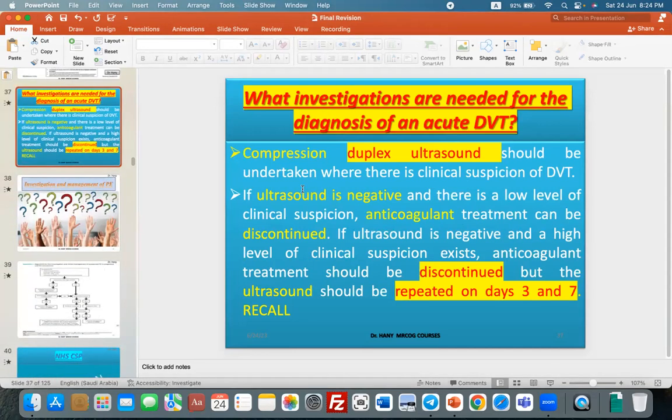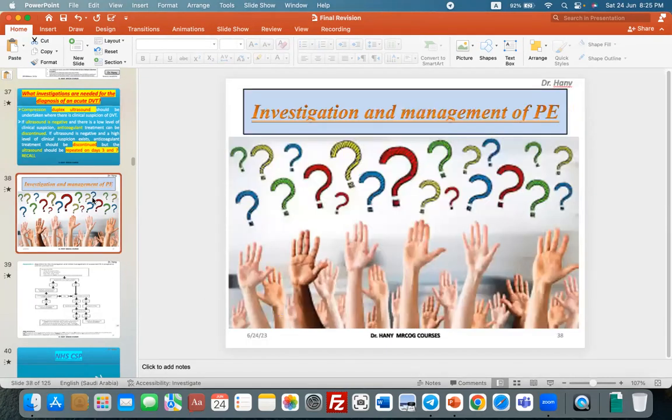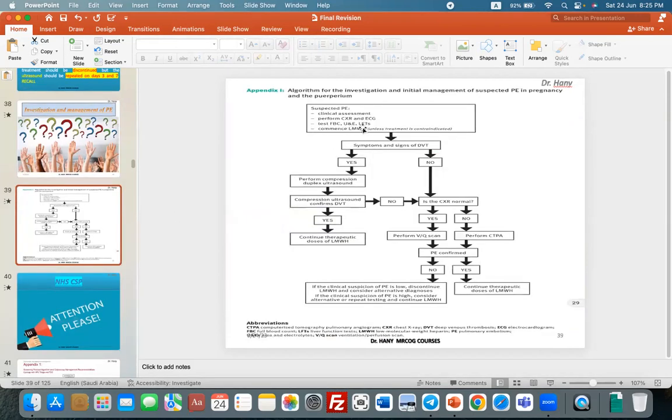The DVT, you know, is a clinical diagnosis. If I have redness, hotness, and tenderness on the calf, I need to do a Doppler ultrasound. If the Doppler is negative, I will stop. Whether I have suspicion or no suspicion, I will stop. But the difference is, if I have suspicion, I will repeat the Doppler again. In any case, I will stop the low molecular weight heparin because the Doppler is negative. But if the woman is still symptomatic, I will repeat the Doppler again on day 3 and day 7. So this is the trick of the exam. There is a big difference here.